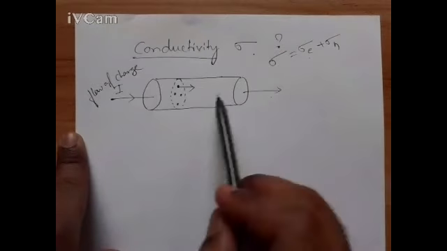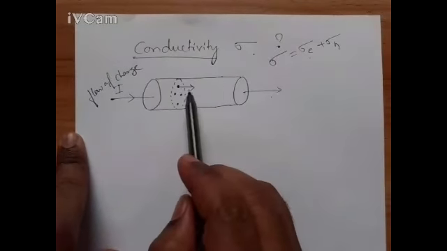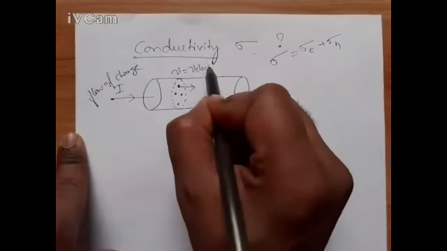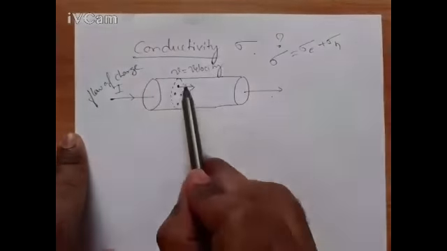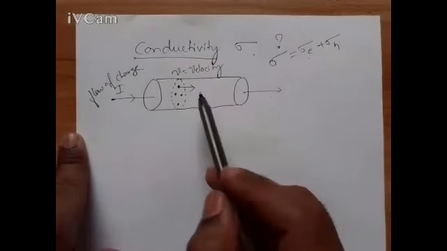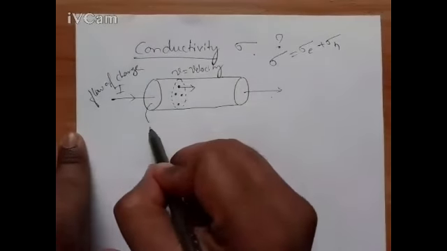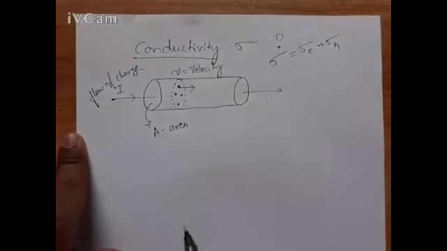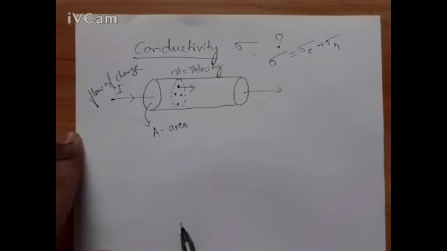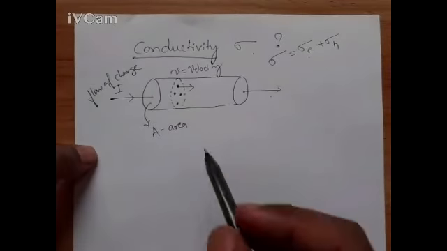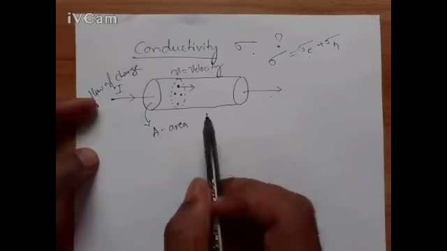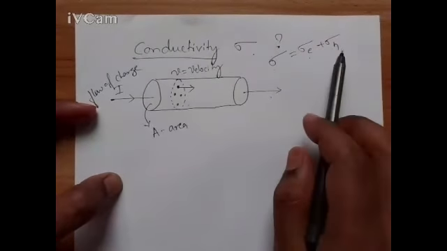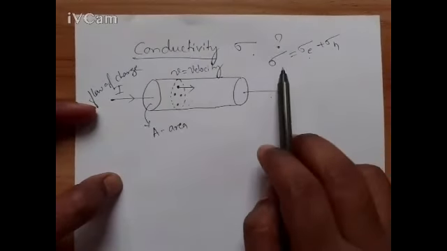Fine. So these electrons are moving with the velocity v. V is velocity. And A is the cross sectional area. Now this is for an intrinsic semiconductor. Since it is an intrinsic semiconductor, there will be electrons and there will be holes. We have to add and we should get this sigma.